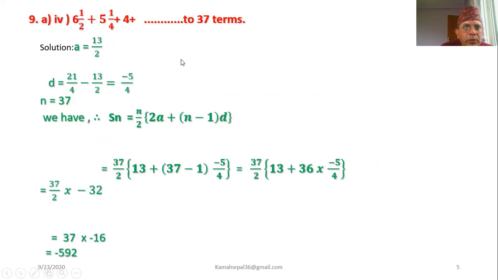Now I want to give you 9A4. It is 6 whole 1 by 2, 5 whole 1 by 4 plus 4 and so on, and there are 37 terms in your series.